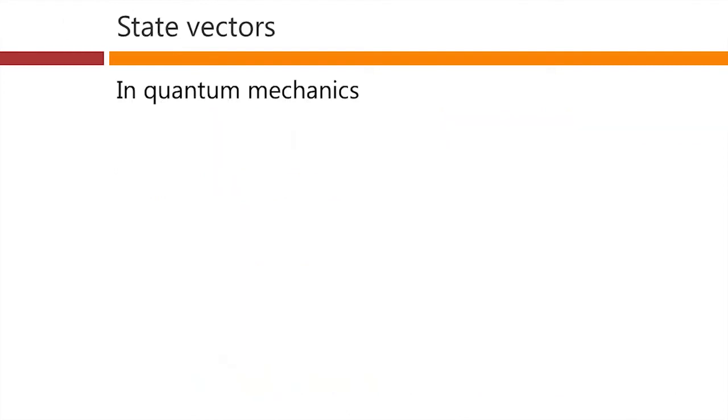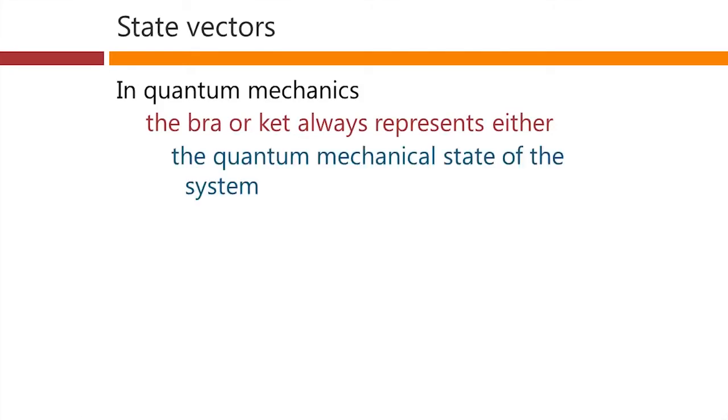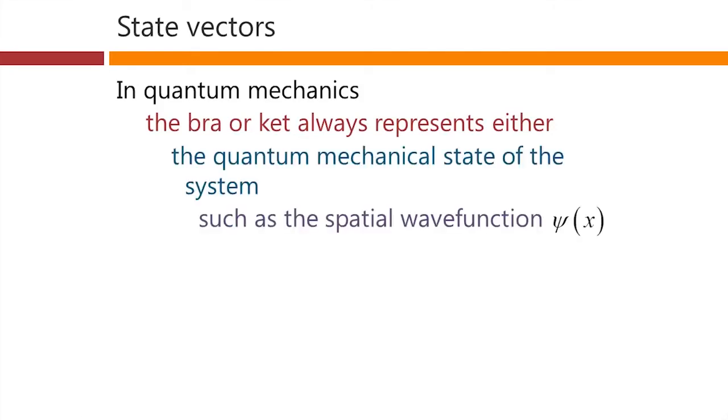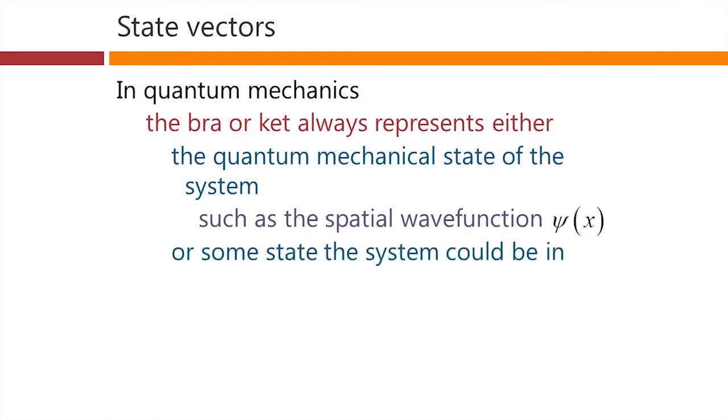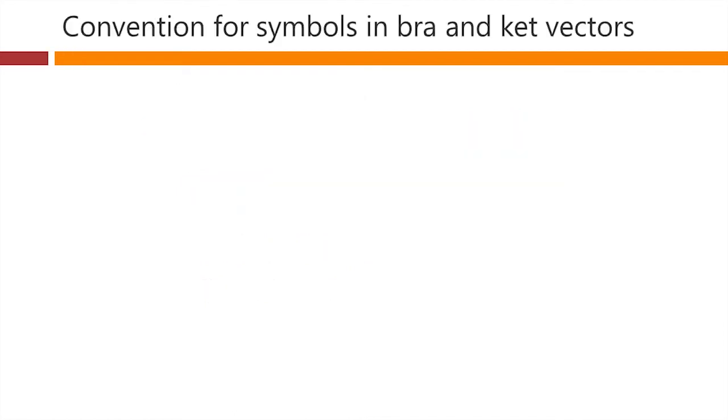In quantum mechanics, the bra or the ket always represents either the quantum mechanical state of the system, such as a spatial wave function psi of x, or some state that, at least in principle, the system could be in, such as one of the basis states, psi n of x.